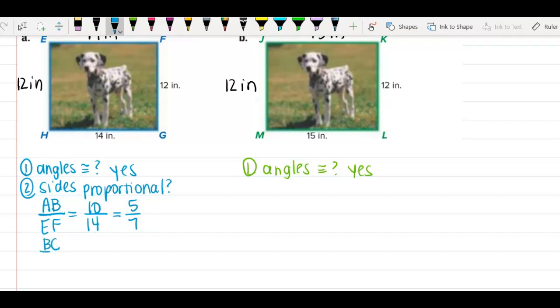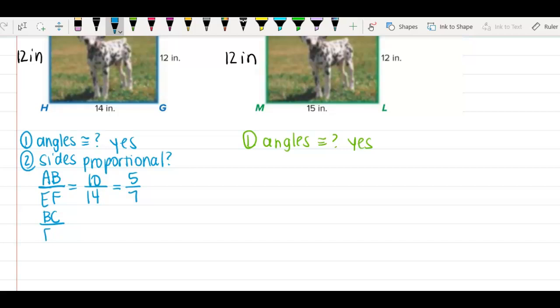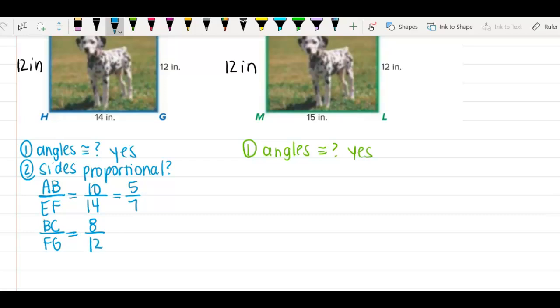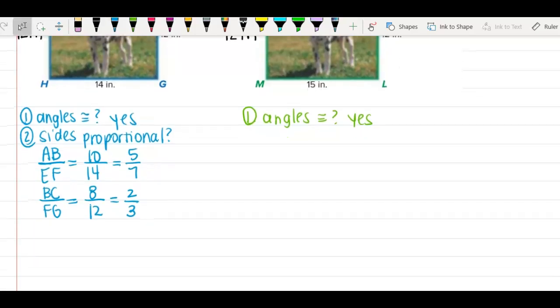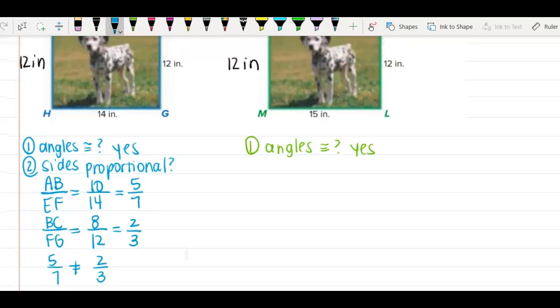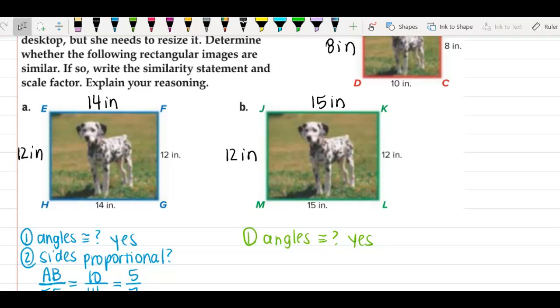So I'm going to say BC, that right-hand side, should go over FG. So 8 over 12. You could take a 4 out, so that would be 2 over 3. So 5 over 7 is not equal to 2 over 3. So our sides were multiplied by different scale factors. So these sides are not proportional. The blue figure is distorted compared to the red figure.